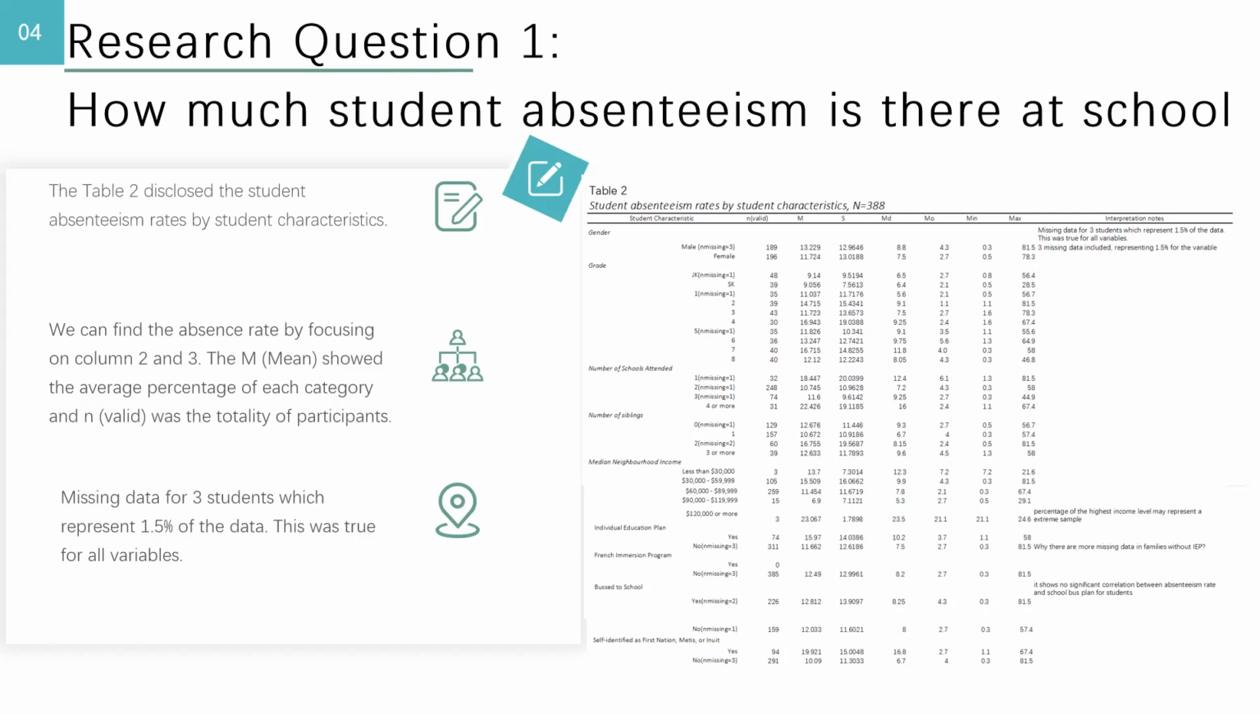And the 3 students who did not disclose their answer, as we mentioned above, are treated as missing data. So the missing data for these 3 students represents 1.5% of the data. It was applied to all variables. So that means all the numbers exclude this missing data.